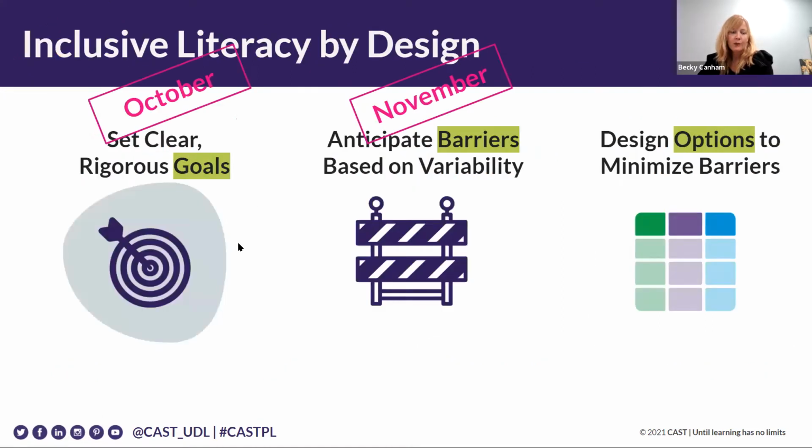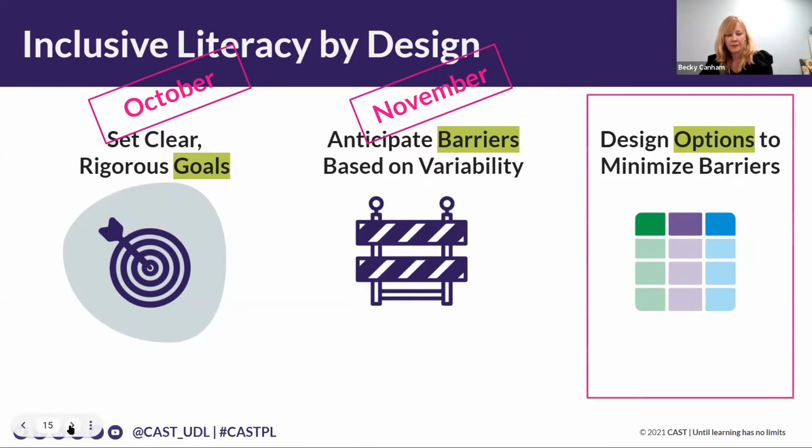Today we will be moving on from anticipating barriers to thinking about, now that we know what barriers might be in the design, how we can design options to minimize those barriers. We're continuing that work around inclusive literacy by design, following this process: starting with goals, then lesson or learning design, anticipating barriers, and lastly, designing options to minimize those barriers. That will be where we spend our time today.